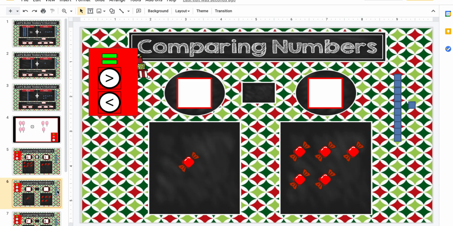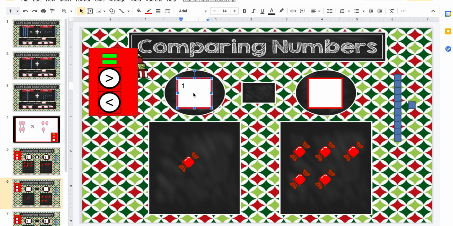Let's try it again. Let's first count our numbers. How many is in this box? 1. How many is in this box? 5. If this is your very favorite candy, do you want 1 piece of it or do you want 5 pieces of it? I want 5 pieces.